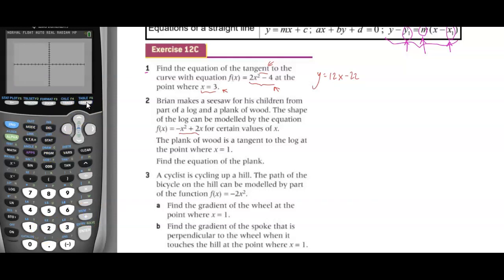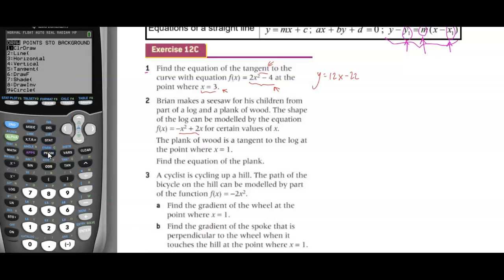And then, let's see, the plank of wood is a tangent to the log at the point where x equals 1. Okay, so I guess this is like the base of a seesaw, and then he's going to put a plank across it. And so the plank is going to sit on this log at x equals 1. So I'm just going to do a second draw tangent at x equals 1, and then we're going to see what the plank of wood looks like.